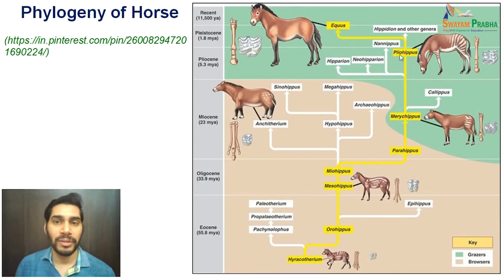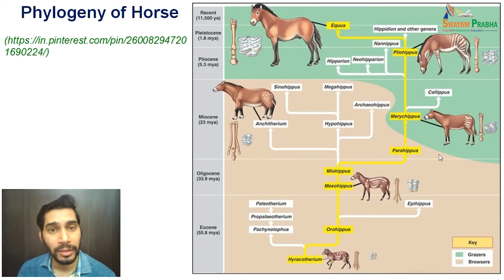This is another picture of horse evolution, but the difference from the previous picture is that besides the time scale, the grazer and browser key, and the different names of the transitional forms or the different forms of horses that have occurred, it shows the structures of particular organs, let's say the limbs, forelimbs and hind limbs. It also shows the teeth structures. Also in this picture you can see, with respect to each epoch, which form of horse was prominent or present in that epoch.